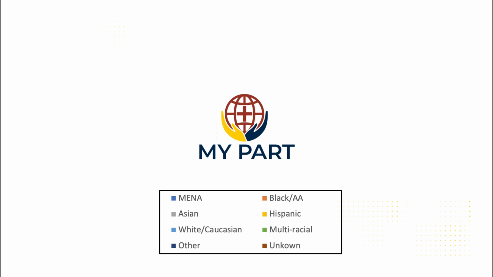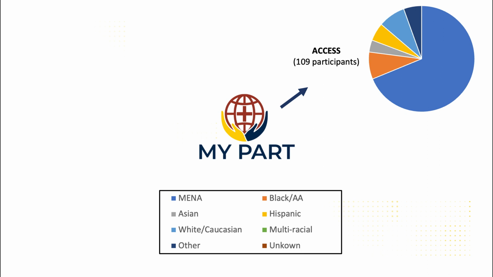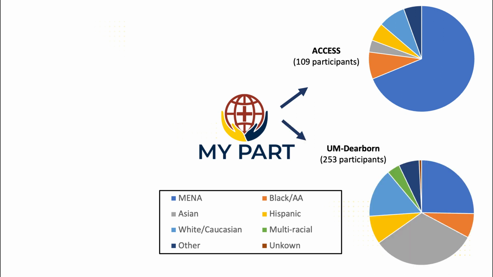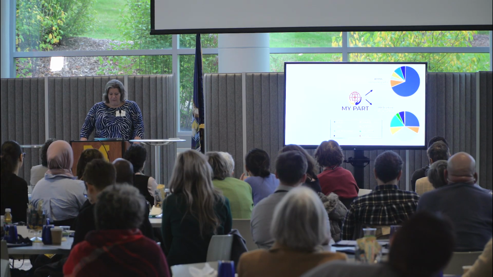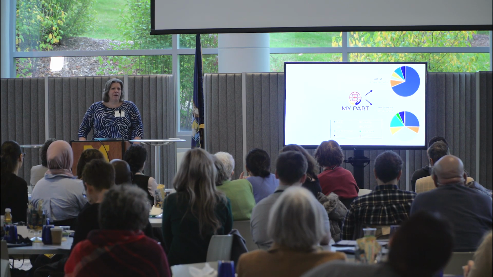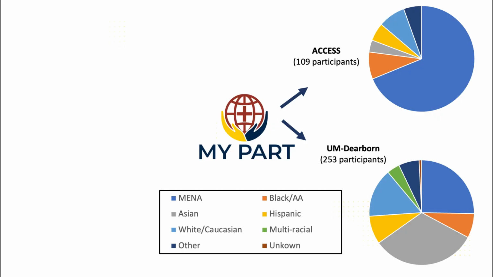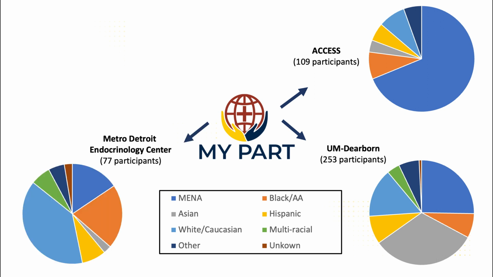Now I'm just going to show you a little bit about the people that we're enrolling at these sites. At ACCESS, we've enrolled 109 participants, and the vast majority in dark blue here are MENA. At the University of Michigan, we have over 250 people that we've been able to enroll there. And you can see there's a pretty good mix of people. We've got about 25% MENA, about 30% Asian, and that's mostly from South Asia, which we definitely need representation in MGI, so that's been great. At the Endocrinology Center, again, we have a lot of diversity there.